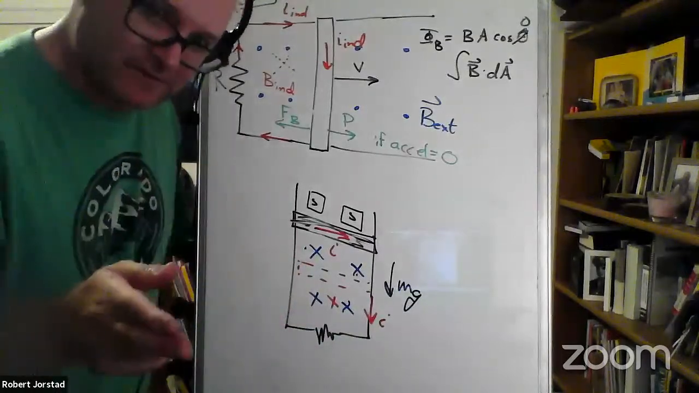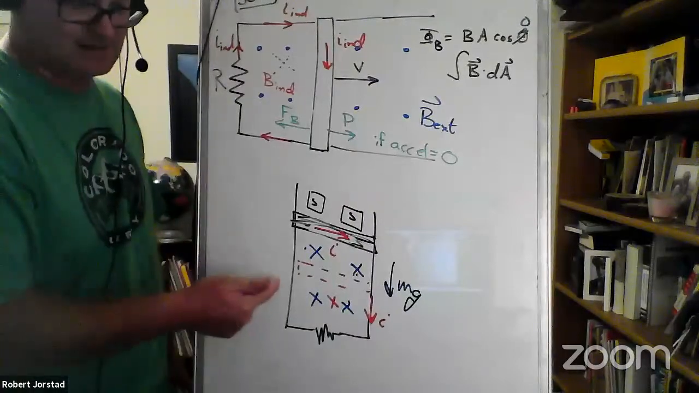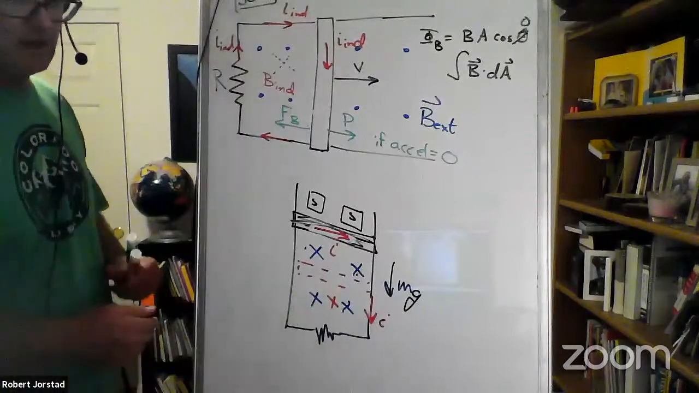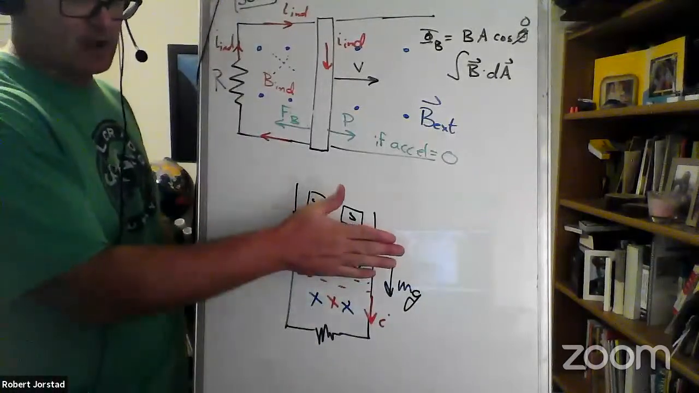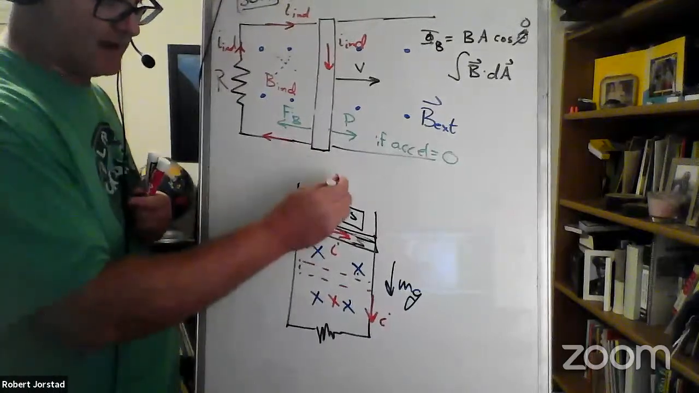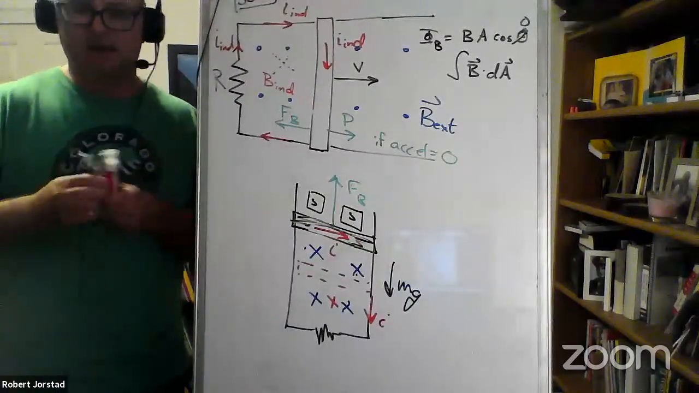I'm not opposing the field. I'm opposing the change in flux. I lost X's. I need to add those back. So now, if I have I flowing this way, B into the page, notice I get a magnetic braking force, not a magnetic go faster force. All right, we're going to pick up here next time.